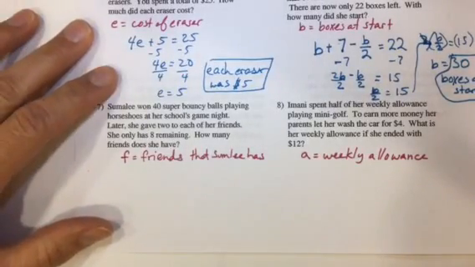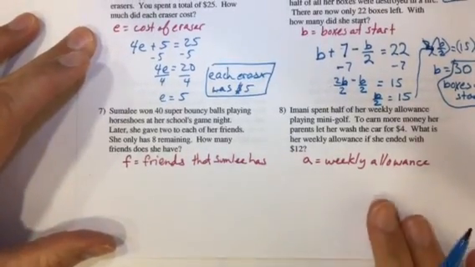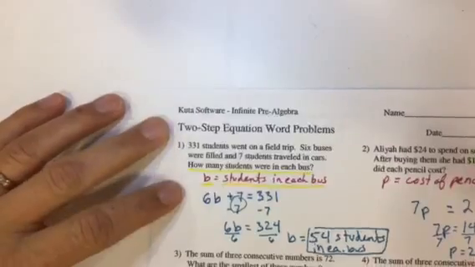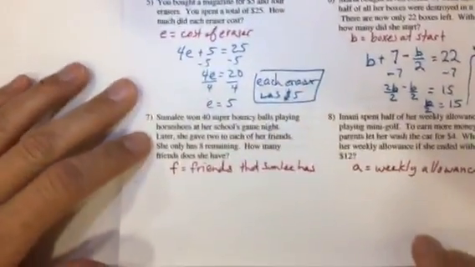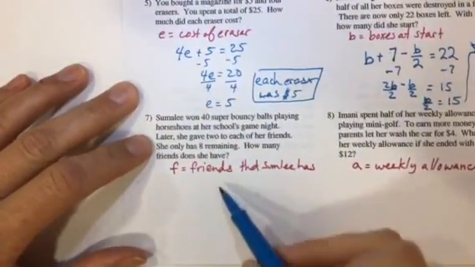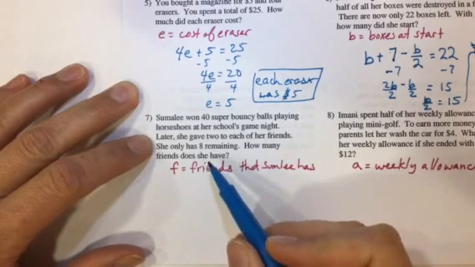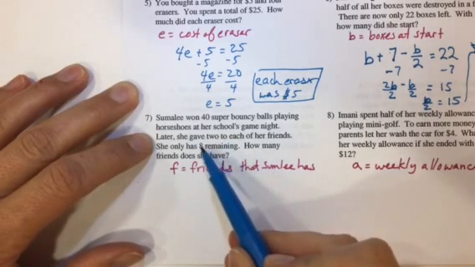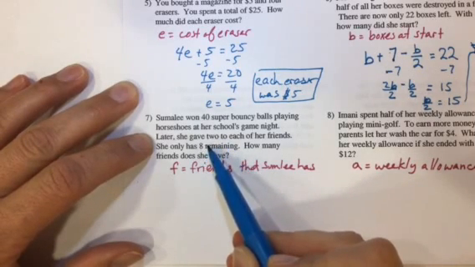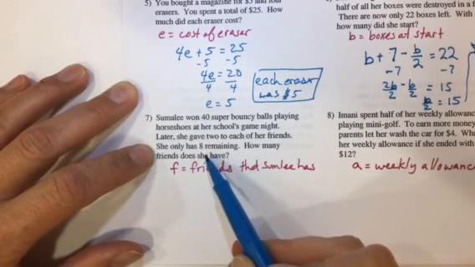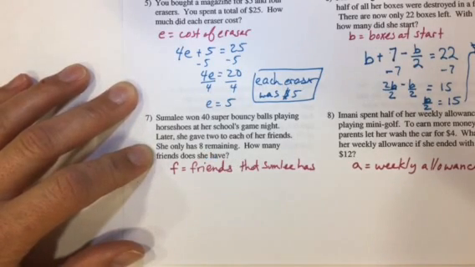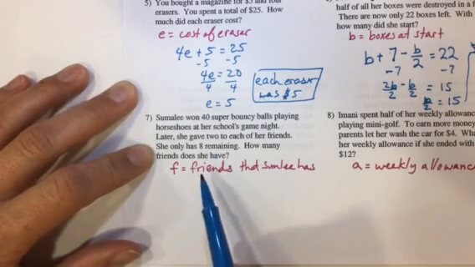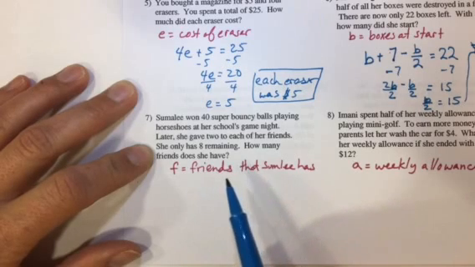Okay, starting with question number 7 on our two-step word problems homework. Sumli won 40 super bouncy balls playing horseshoes at her school's game night. Later, she gave 2 to each of her friends. She only has 8 remaining. So how many friends does she have? Or how many friends did she give these balls to, right?